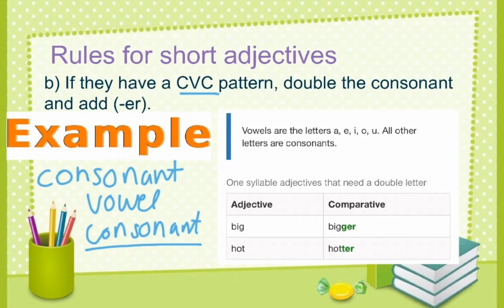Let's look at the examples. We have big. B is a consonant, I is a vowel, and G is a consonant. That's what it means. Consonant, vowel, consonant. So we double the last consonant and then we add ER. That's what they did. They added another G and then ER. Hot. We have consonant, vowel, consonant. So we double the T and then we add ER.